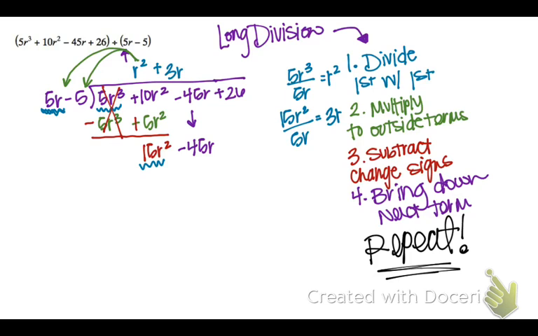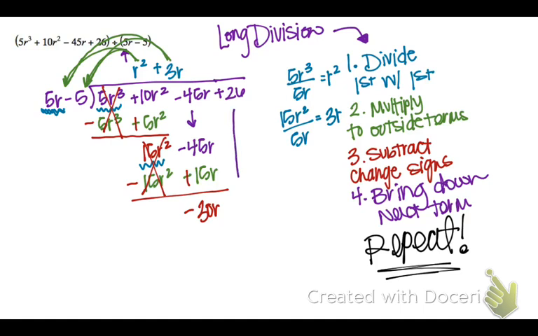And then you multiply to the outside term. So it's going to multiply here, and it's going to multiply here. So 3r times 5r is 15r squared. 3r times negative 5 is negative 15r. Subtract, change the signs. That becomes a negative, that becomes a positive. These cancel, they should always cancel. And then negative 45r plus 15r is negative 30r. And then we're going to bring down that last term. And you just keep repeating this until you have nothing left to bring down.